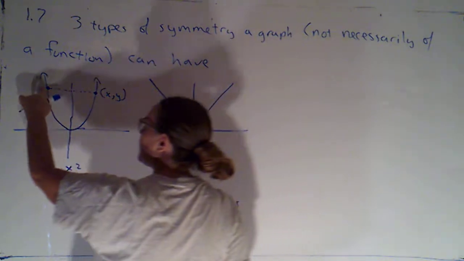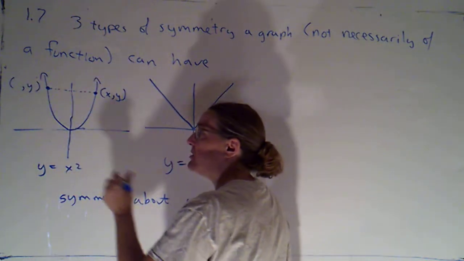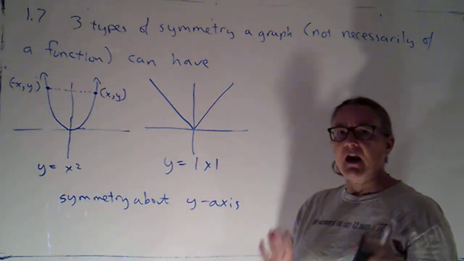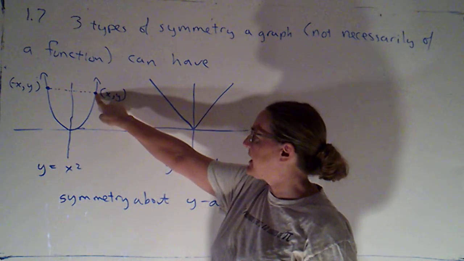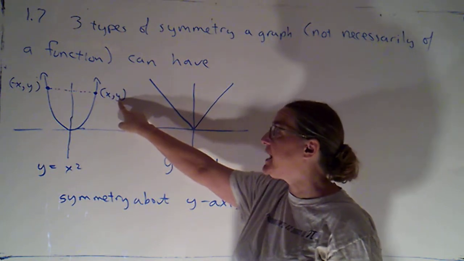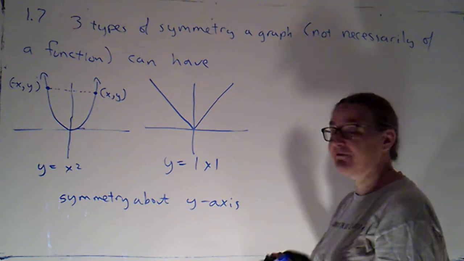And what are the coordinates of this point? Well, we've got the same y value, but we're going to have the opposite x value. And one thing I want to point out here, as I've drawn this, I chose my point x, y to be here in quadrant 1 so that x and y actually are positive. I could just as easily have chosen a point in a different quadrant.